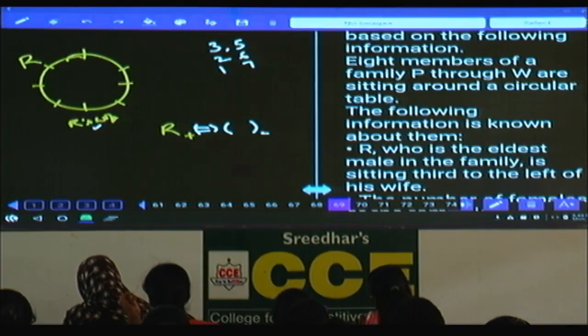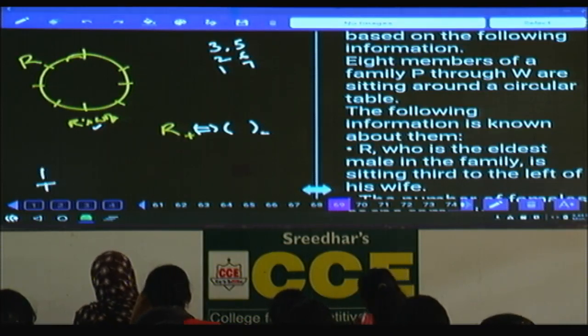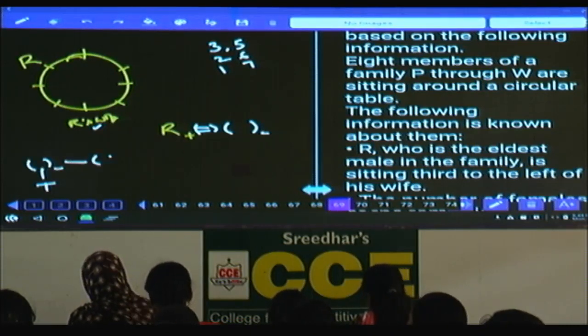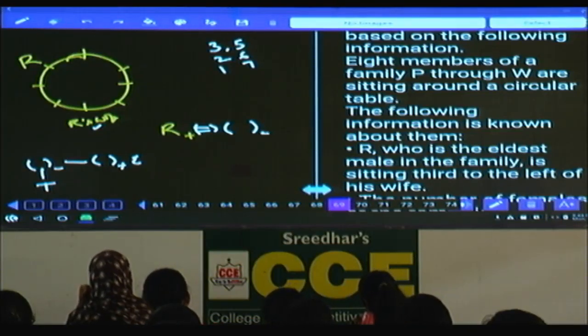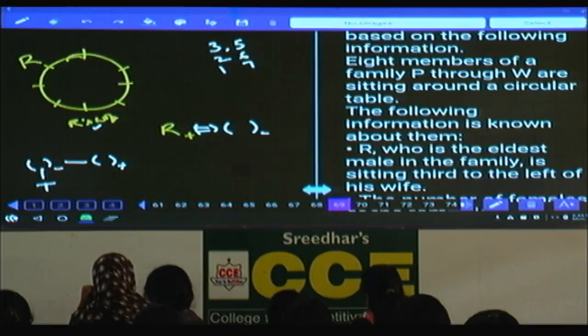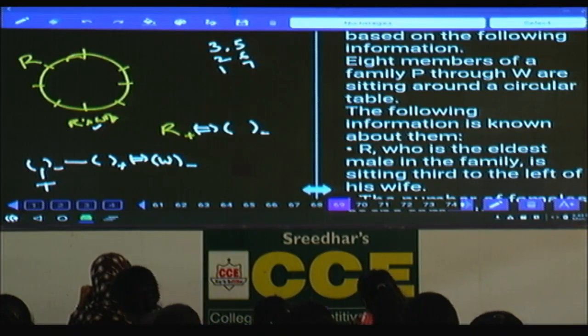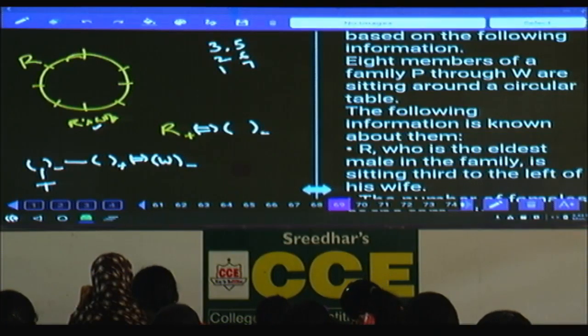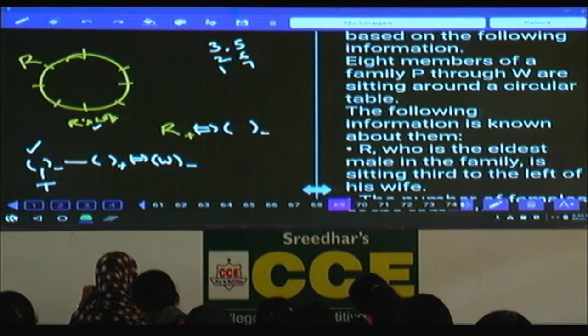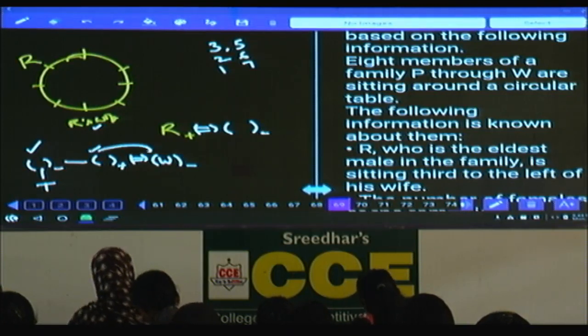And next one. W is the wife of T's maternal uncle. T is here. T's maternal uncle means T's mother's brother, and that person's wife is W. Who is that person? W. Now this W is the wife of whom? W is the wife of T's maternal uncle. So T's maternal uncle means T's mother's brother is this person, and that person's wife is W. This is how we need to represent the data.